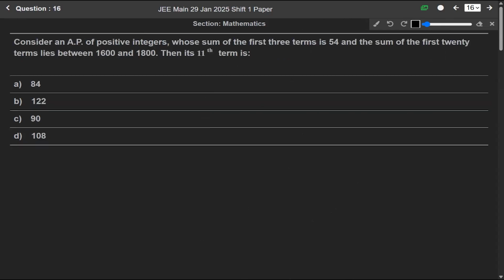Now question 16. Consider an arithmetic progression of positive integers whose sum of the first three numbers is 54. Let the arithmetic progression be a comma a plus d comma a plus 2d, since they are saying first three terms. So 3a plus 3d is equal to 54.